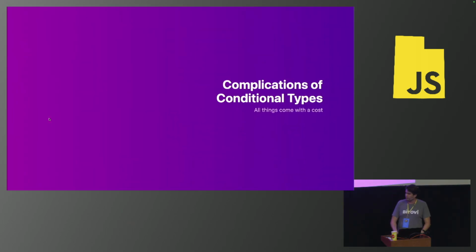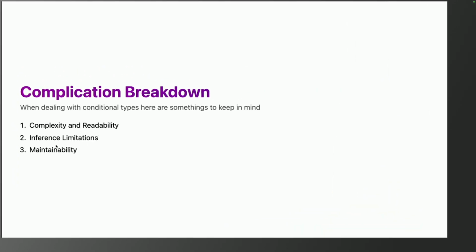Sweet. So where are we at? Okay. So with that, we can get into some of the complications or the cons of using conditional types. And where we can break this down is really complexity.